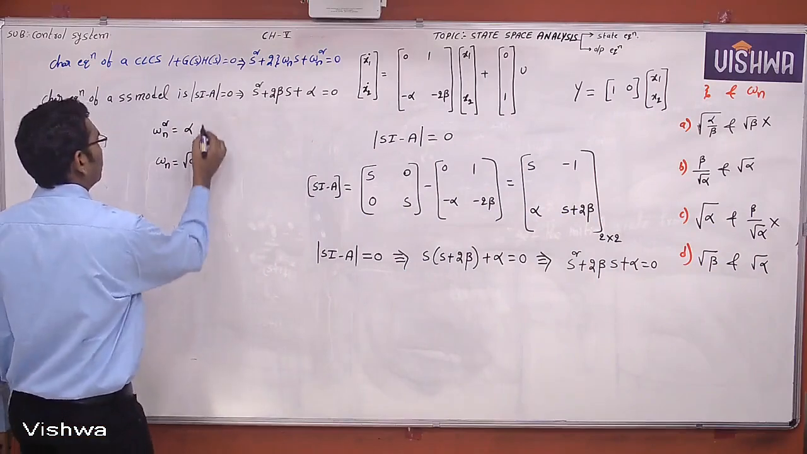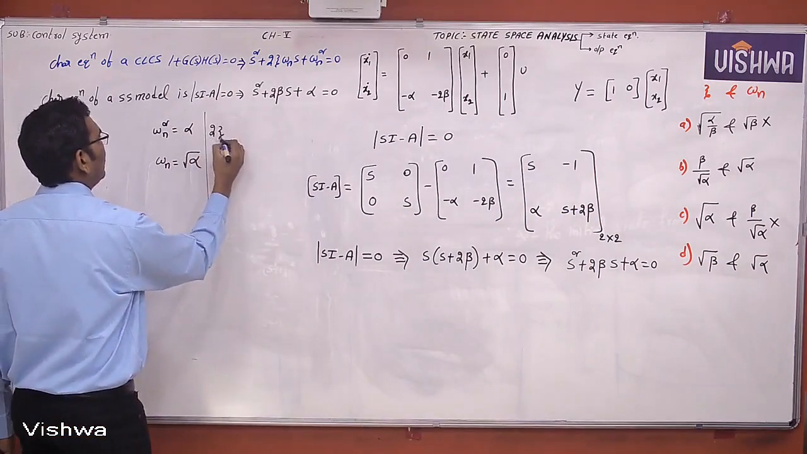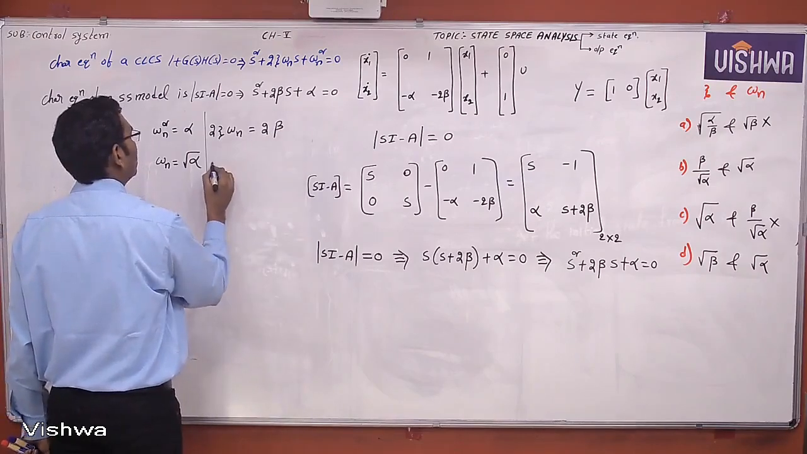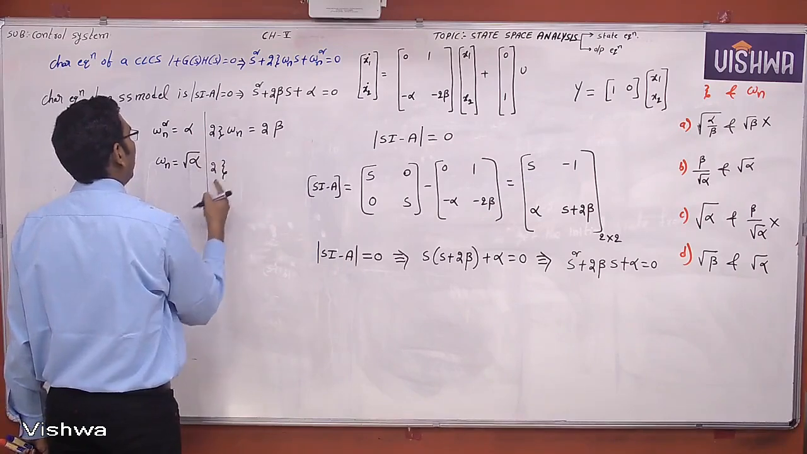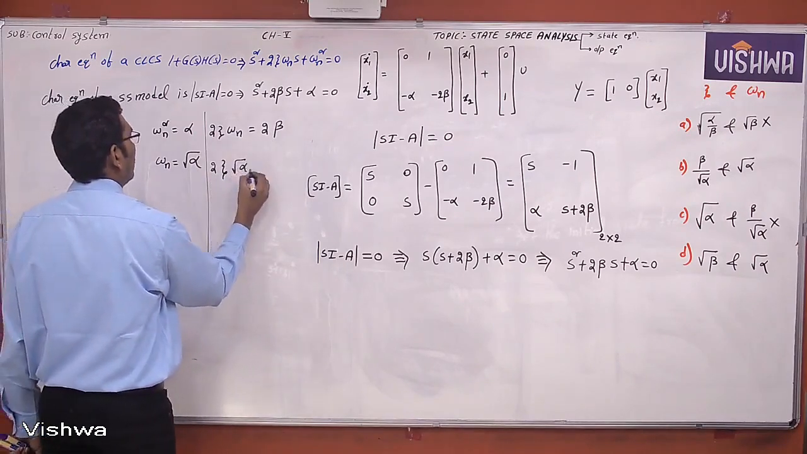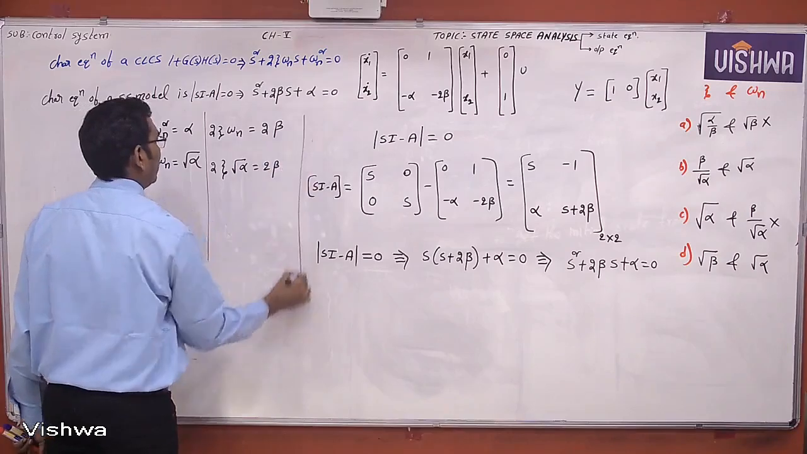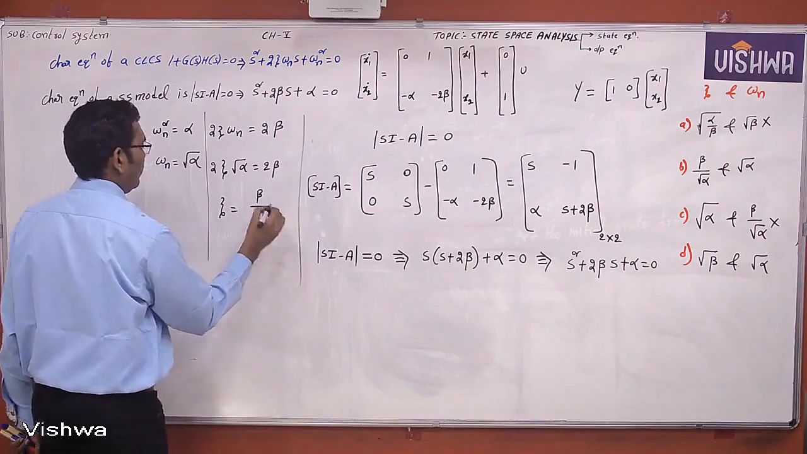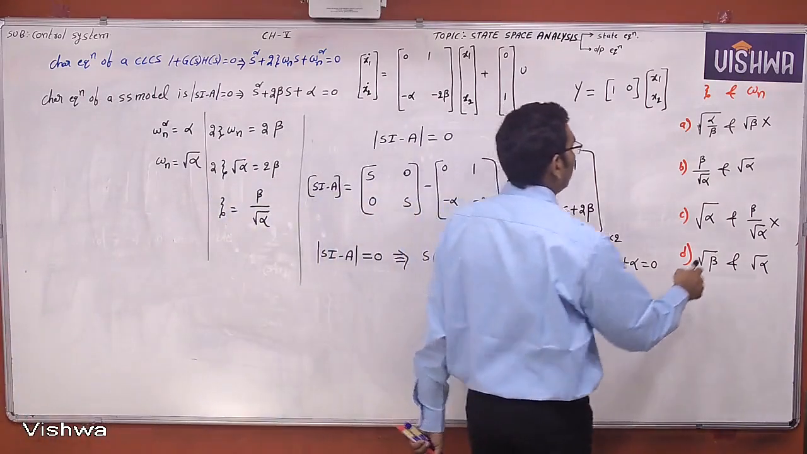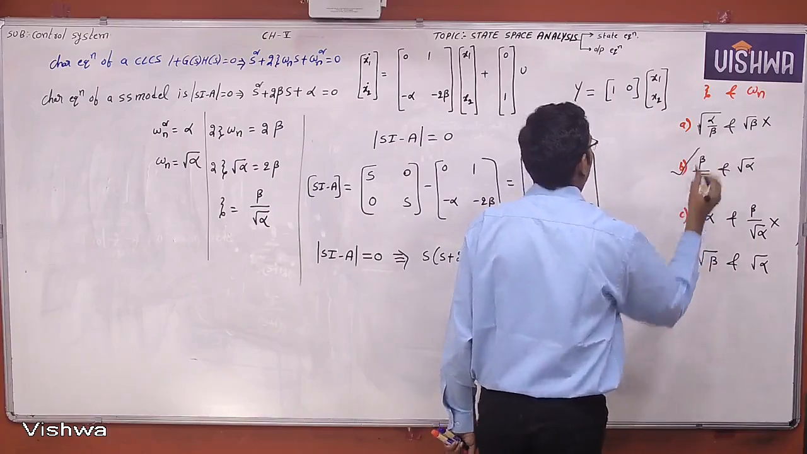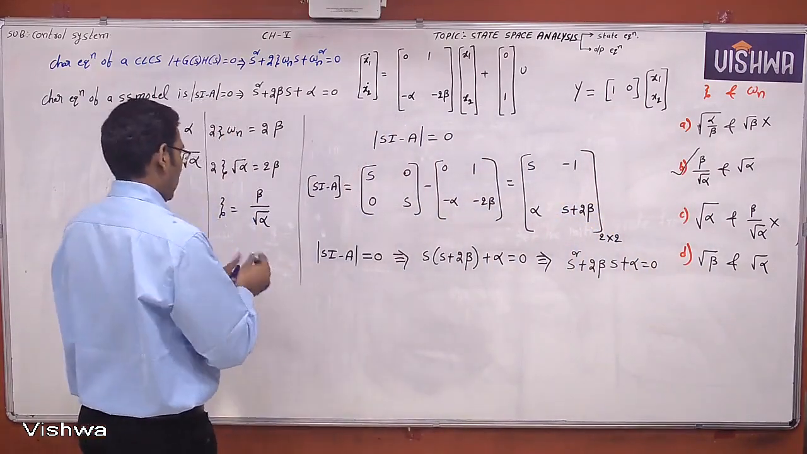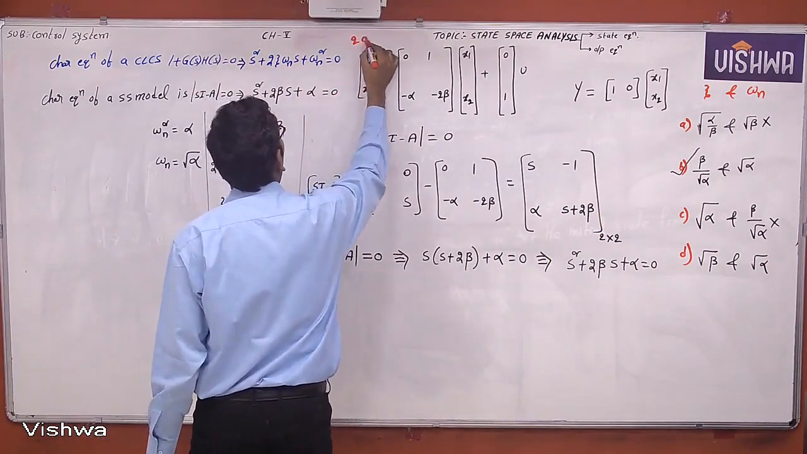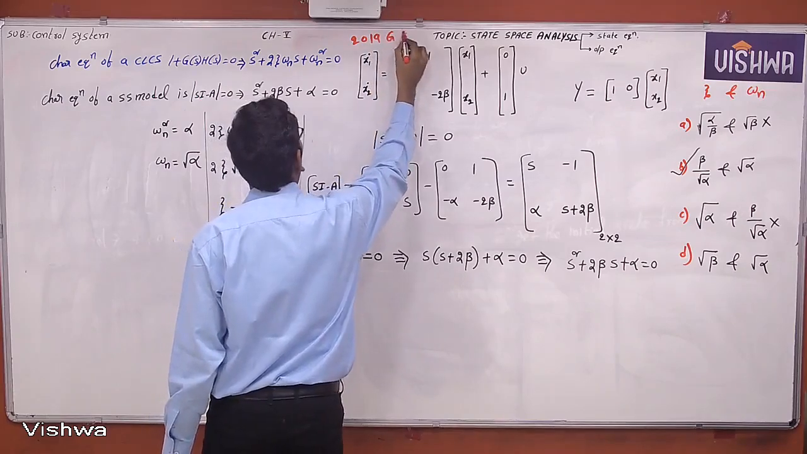Now 2 zeta omega n equals 2 beta. 2 cancels, and 2 zeta omega n is nothing but root alpha, which is equal to 2 beta. 2 cancels, zeta equals beta by root alpha. So this is the correct answer. This is 2019, the recent GATE exam. 2019 GATE paper, 2 marks question.